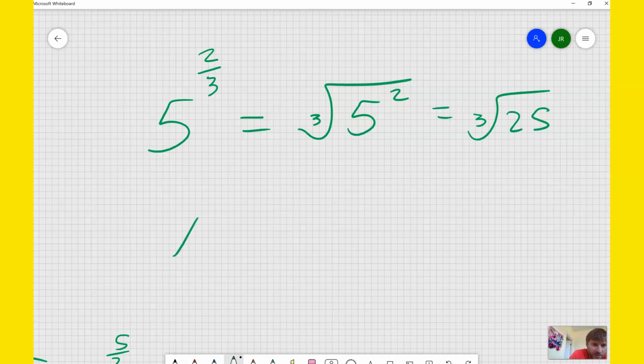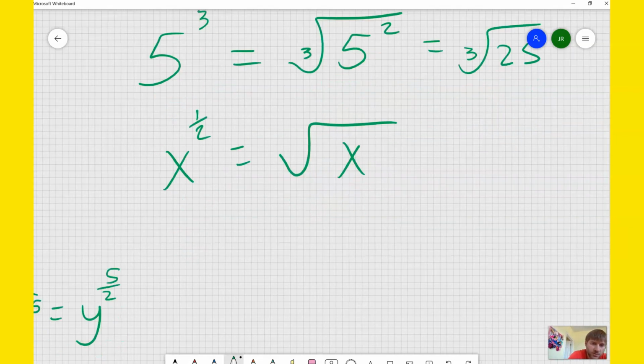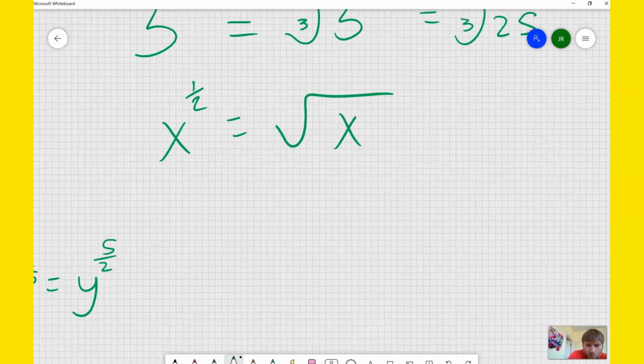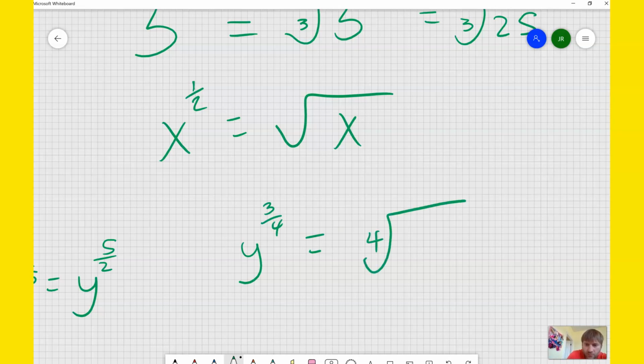Let's say we have x to the 1/2. Well, remember, if the 2 is the index of the radical, then we actually don't write the 2 because it's understood. So you're just going to write it as the square root of x to the first power, and you don't have to write the first power because the first power is understood. All right, so what if you had y to the 3/4? How would you rewrite that? The 4th root of y cubed. Okay.